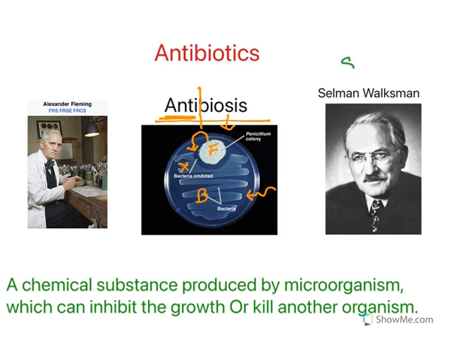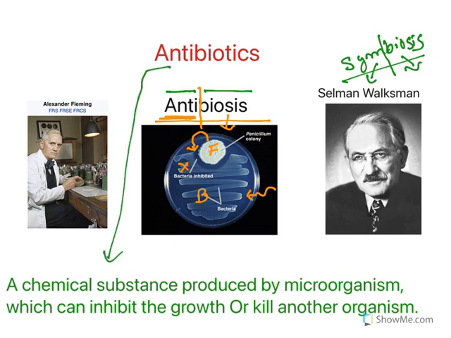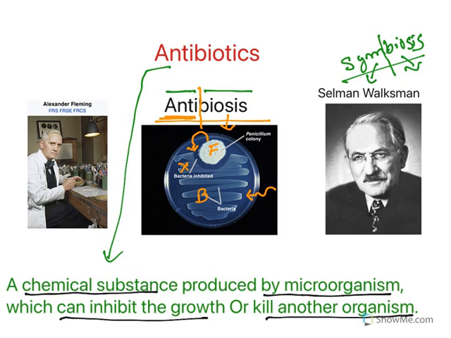You have a similar concept known as symbiosis. Symbiosis means commensal organisms: two organisms living together helping each other is symbiosis. Whereas two organisms living in the same space fighting with each other is known as antibiosis. So with this concept, antibiotic is defined. A chemical substance produced by a microorganism which can inhibit the growth of or kill another organism. This is the definition of antibiotic.